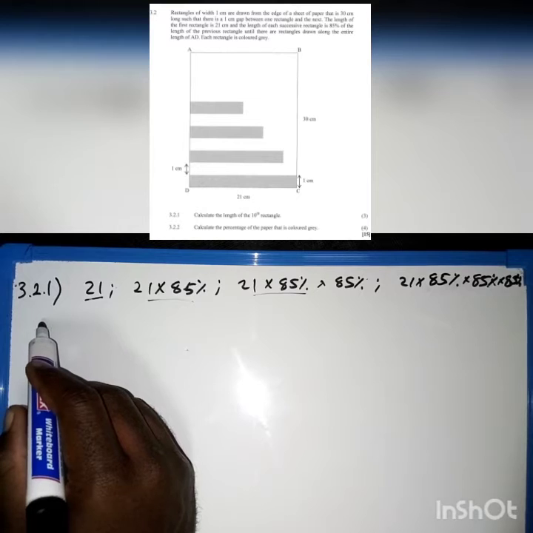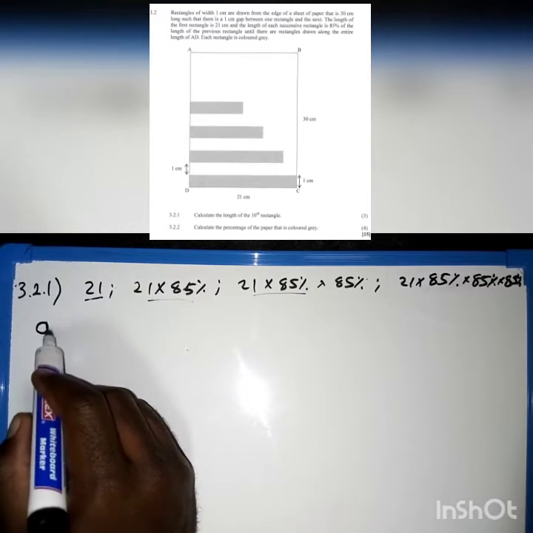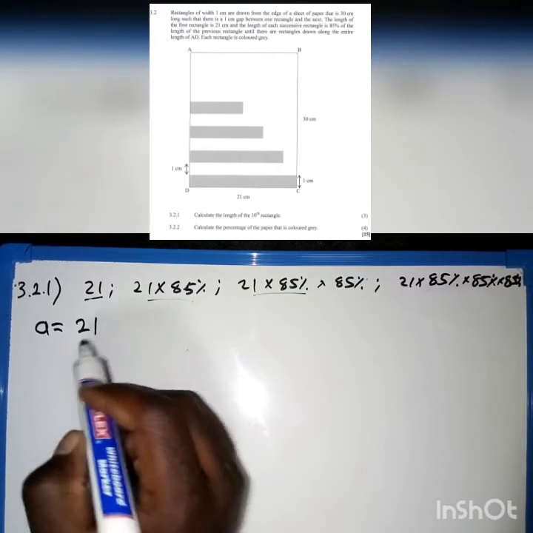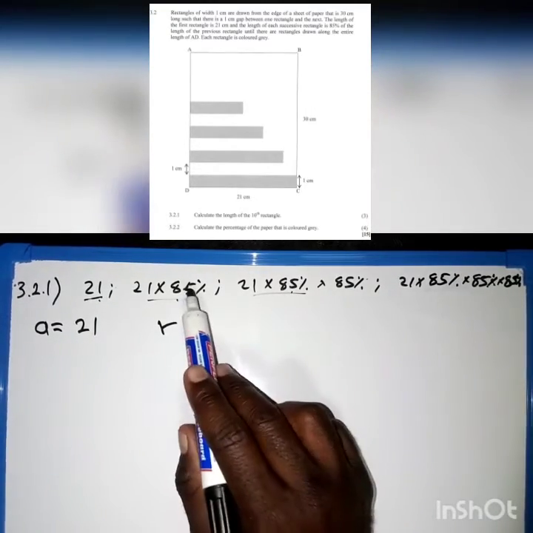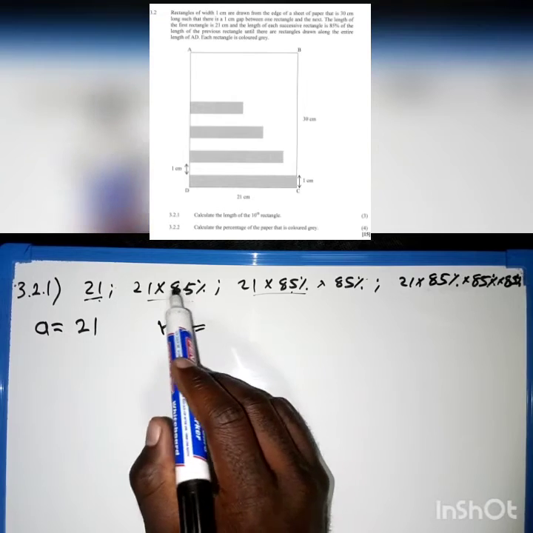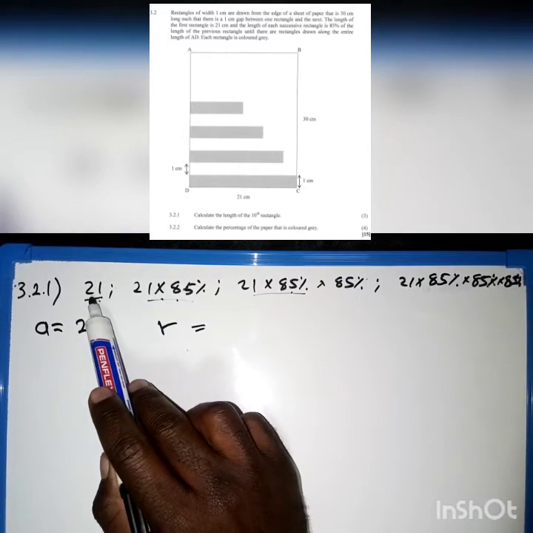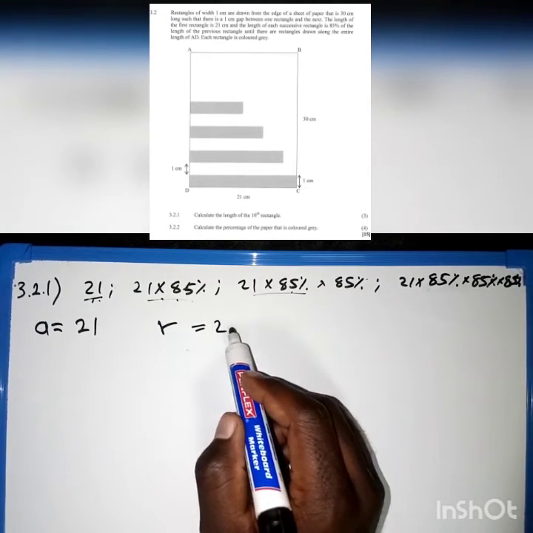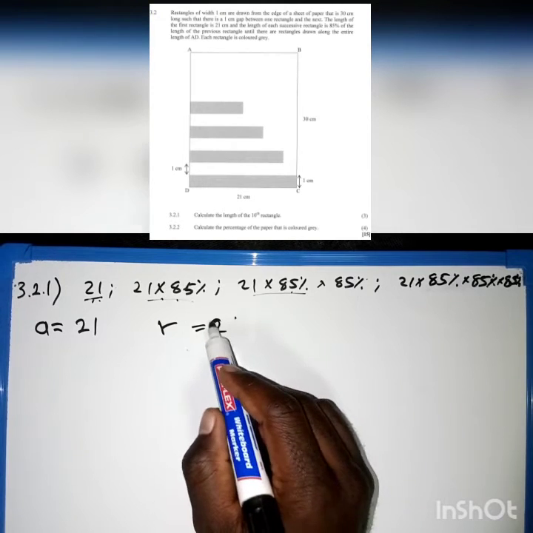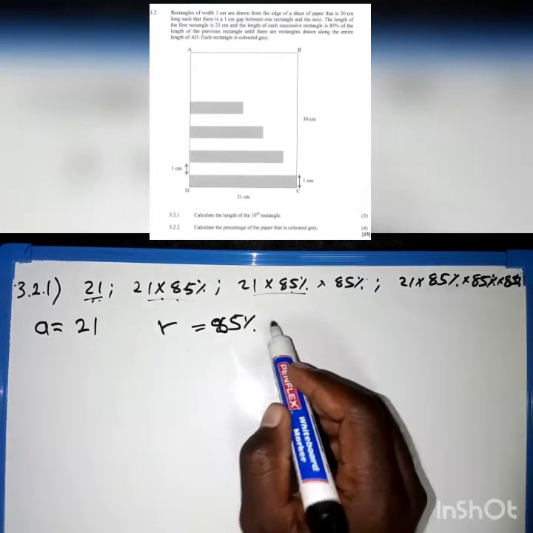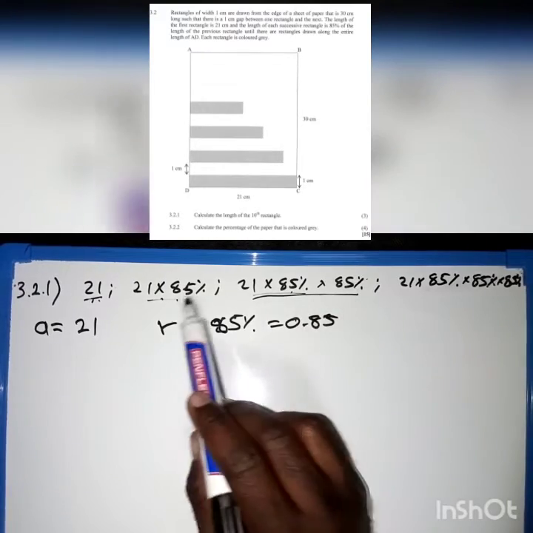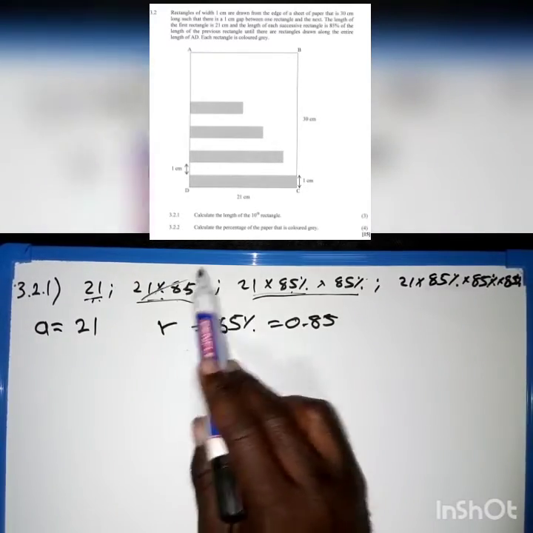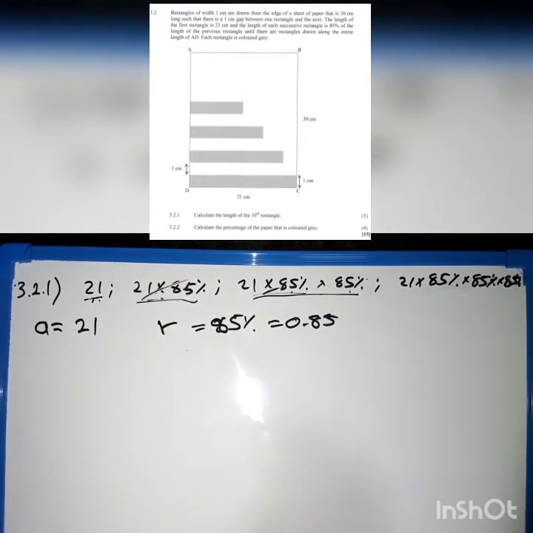In a geometric sequence, we know that A is the first number, and R will be T2 divided by T1, this divided by this, and so on. If we say this divided by this, we get 85%, which is the same as 0.85. If we say this divided by this, it cancels, so we get 85%. So it makes it geometric, right?